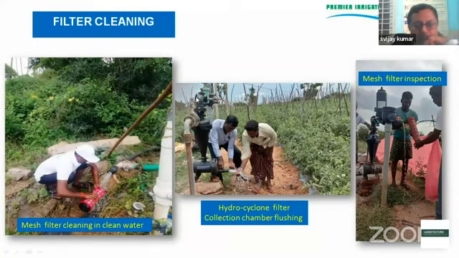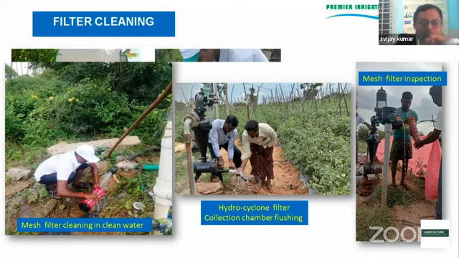This is a hydrocyclone filter, and it has a collection chamber. The hydrocyclone works when the water has a lot of sand impurities or silt which has collected down. This outlet has to be kept open until you get clean water, so it can be flushed out. Similarly, you can open it up regularly, and daily you need to open only this drain valve, and you have to do the inspection of the filters regularly. So this is about the filter part.